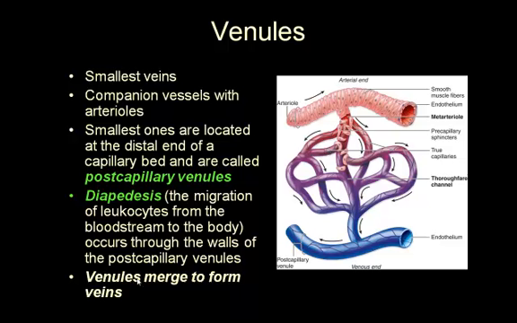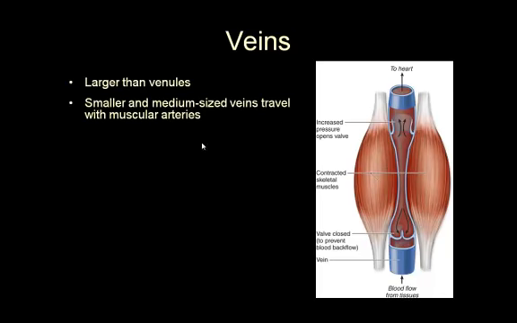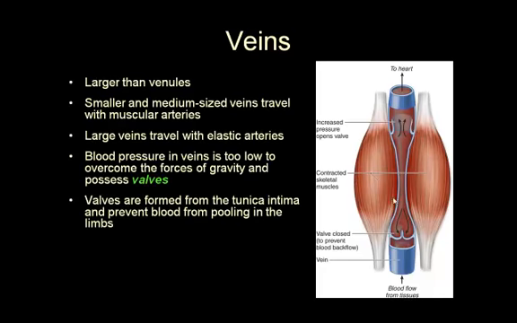Ultimately, venules merge together to form veins. And veins, as you can see, are larger than the venules then. The smaller and medium-sized veins travel through muscular arteries. And so what's interesting, again, is that in order to get the blood to move back to the heart, these veins are located between two skeletal muscles. And it's this muscle contraction then that forces the blood through the structure and ultimately back to the heart. Blood pressure in the veins is too low to overcome the forces of gravity, as I had mentioned before, and so you'll also see a valve system located within the veins.